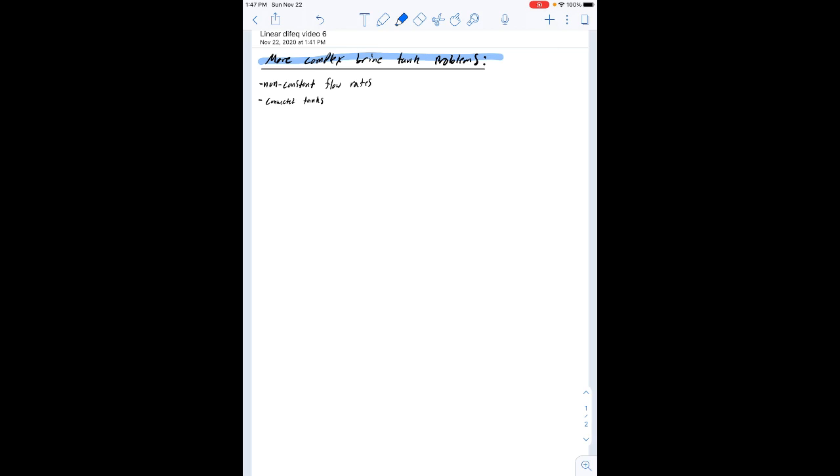So the two that we're going to be going over in this video today are non-constant flow rates, so that's where the flow in or the flow out is dependent on time. And then we're also going to go with connected tanks. So we have flow going into one tank, and then the out of the one tank goes into a second tank, and then that flows somewhere else. All right, so let's get into it.